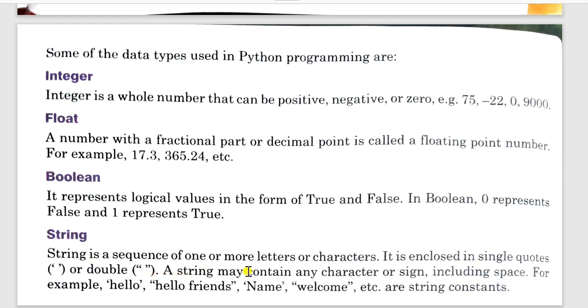A string may contain any character or sign, including space. So in a string, you can have characters, any special symbol, or you can include space. For example, "hello friends" has a space between hello and friends. Name, welcome, etc. are string constants. Hope you understand variables, and hope you understand data types and the different types of data types.